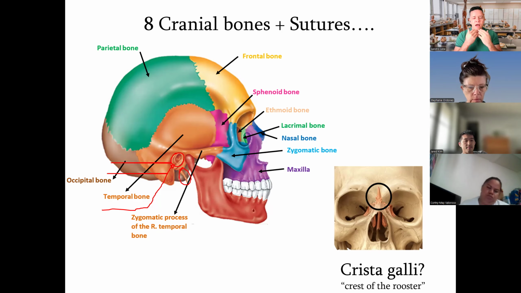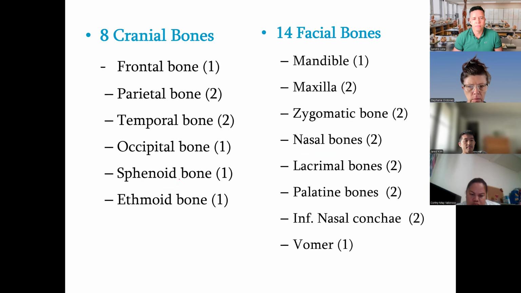Okay? And finally, holding our lower teeth, we have the strongest bone in our face, in the skull, and that is what we call the mandible. So don't confuse mandible with maxilla, right?